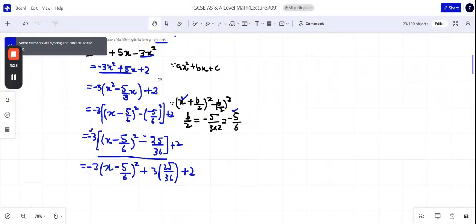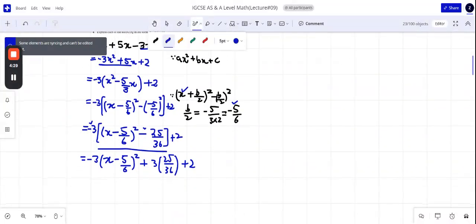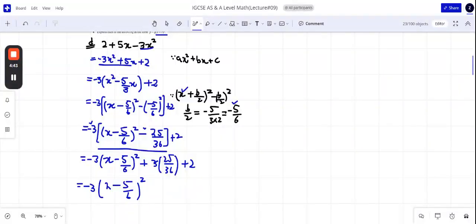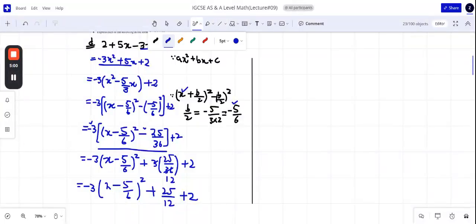So after that we write minus 3, and the completing square will remain the same, x minus 5 by 6 whole square, and then we can cancel out the 3 and 36. 3 times 1 is 3, 3 times 2 is 6. It means it would be 25 over 12 plus 2.